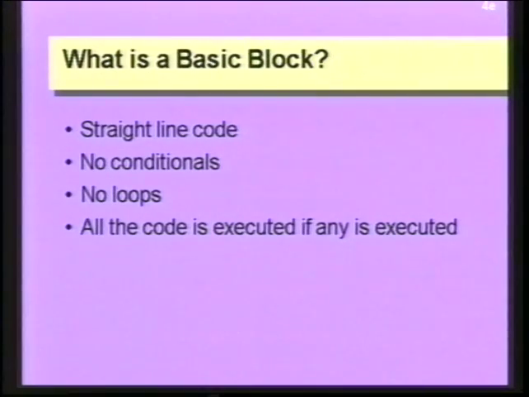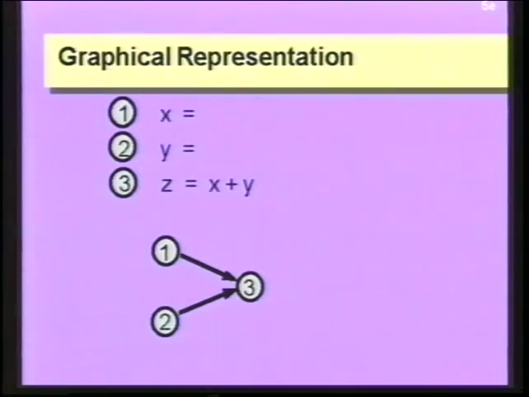Let's look at an example. Here are 3 instructions, and let's suppose that we want to schedule these instructions. Now, in the first instruction, x is assigned a value. In the second instruction, y is assigned a value. And in the third instruction, z is assigned the value which is the sum of x and y. Now, it's clear that we can't execute the third instruction until we've executed the first 2.